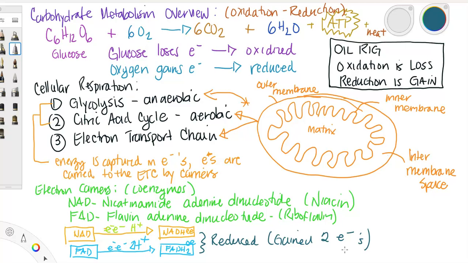All right, so now we're going to go through the actual steps: the glycolysis, the citric acid cycle, and the electron transport chain. We're going to see how much energy, how much ATP we can make.